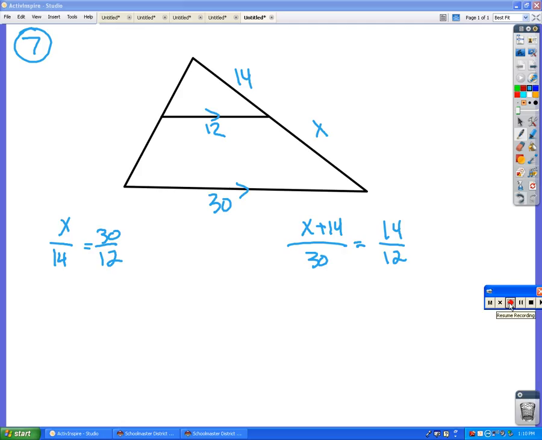Number 7 is a lot of writing in the question, and basically all they're saying is, in order to solve this problem right here, which proportion is correct? Can I go 8 over 14 equals 30 over 12? I'm sorry, x over 14 equals 30 over 12. Or do I have to go x plus 14 over 30? Did I write that down wrong?